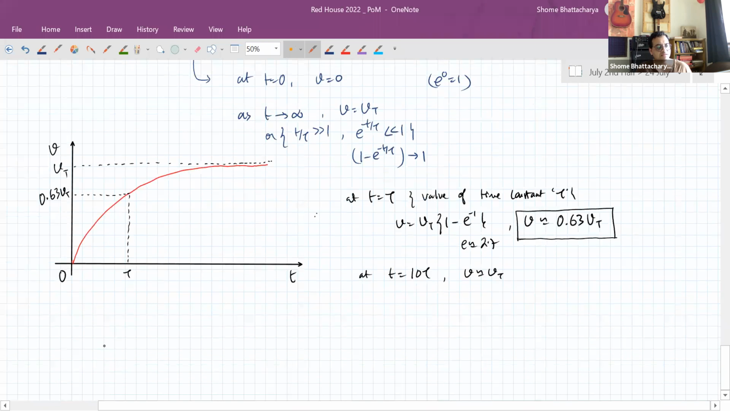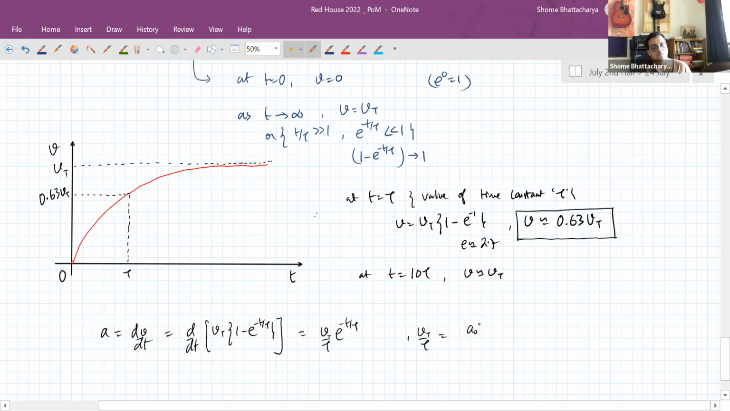Now, similarly, if you want to talk about the acceleration as a function of time, so doing the time derivative of this factor, that will become like this. Okay, and this is that initial acceleration. You can see that now the acceleration has the behavior of exponential decay.